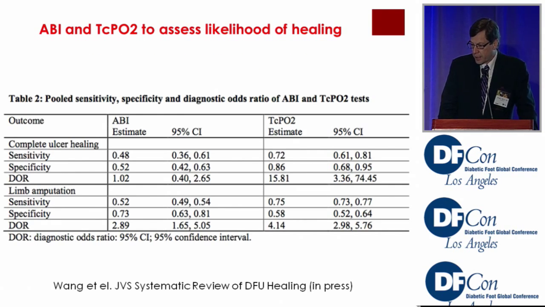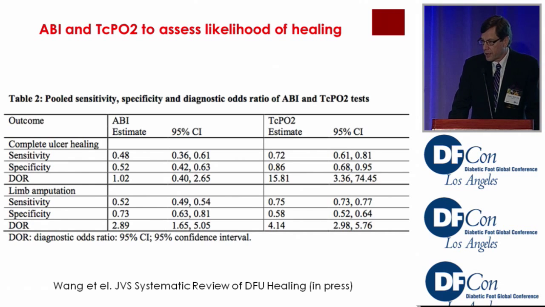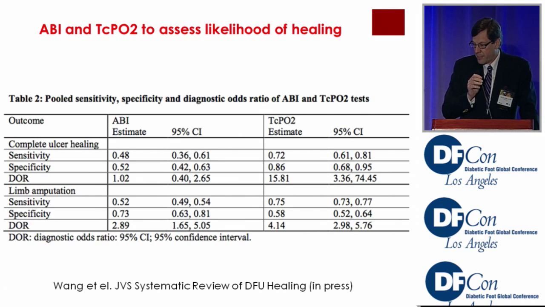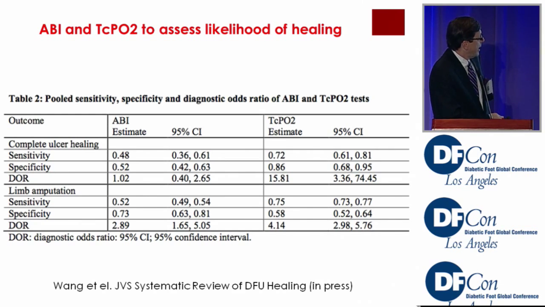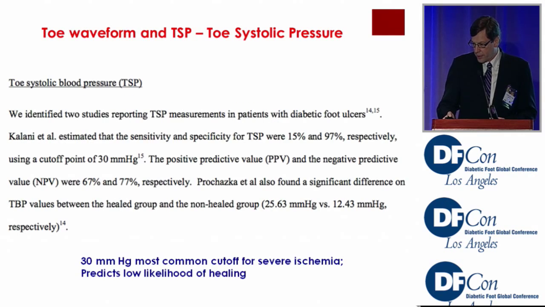So this is a systematic review that's going to come out in the JVS. It's part of a working group. So there's a couple of working groups for the Society for Vascular Surgery. This particular one focuses on diabetic foot healing. And you can see that the predictive value of ABI and transcutaneous oxygen is not bad. It's not perfect, but they're pretty good. So we have tools already now that help us.